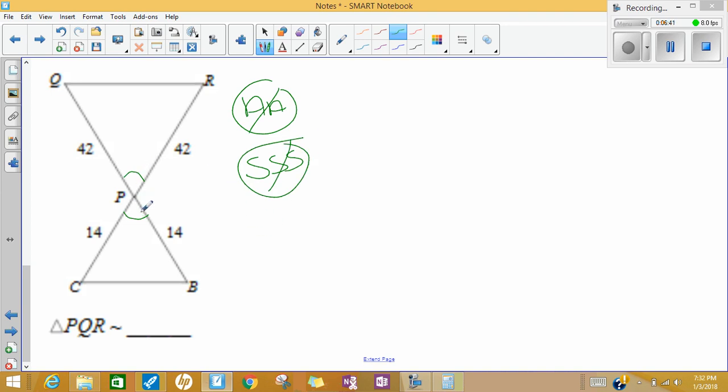The angles that are congruent are between the pairs of sides that I know about, so I can see if side angle side works by doing 14 over 42 and 14 over 42, and we can really quickly see that those are the exact same fraction. So these two are similar by side angle side similarity. And so we'll name them PQR, and it doesn't really matter. We can say PCB or PBC.